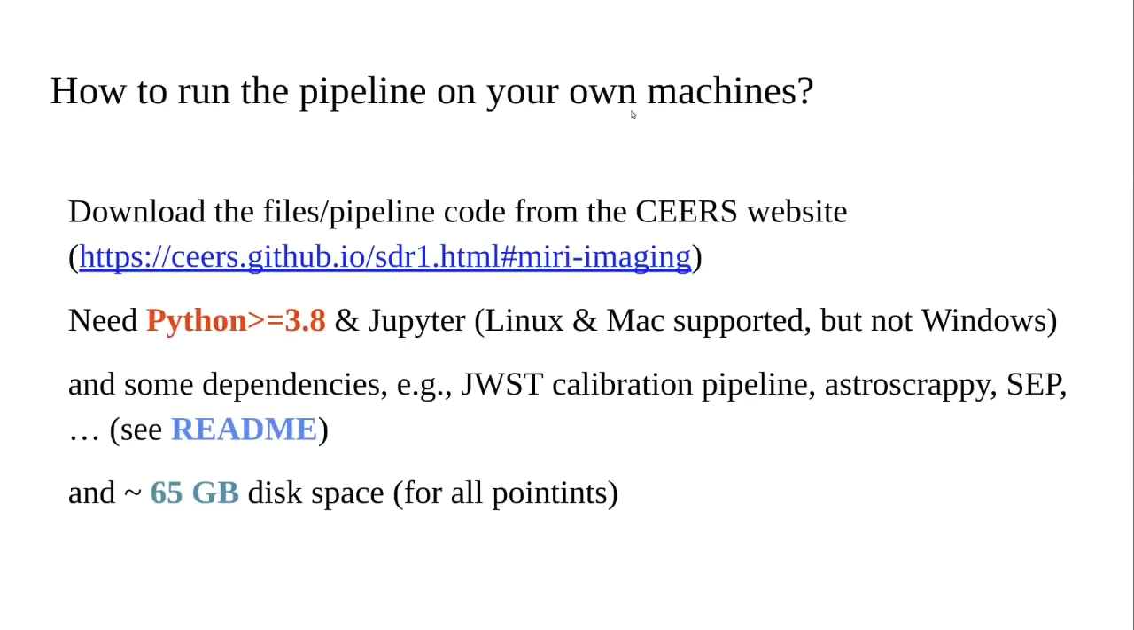How to run the pipeline on your own machines? Of course, today, for simplicity, we just use the pipeline on the Space Telescope servers. But later you might want to download it to your own machine and play with it, because the server is not permanent. It might change in the future. I highly recommend downloading the pipeline to your own machine. You can download it using our CEERS website, which has all the data releases. Of course, there are some dependencies for the pipeline. I think you will need a Python version above 3.8. 3.7 might also work, but 3.8 is highly recommended because it's also compatible with the calibration pipeline.